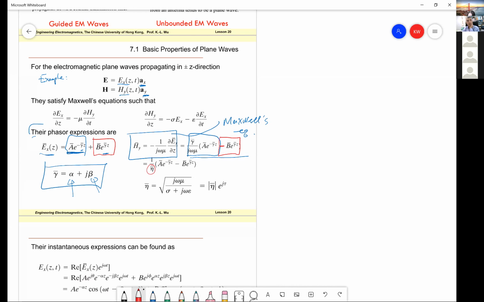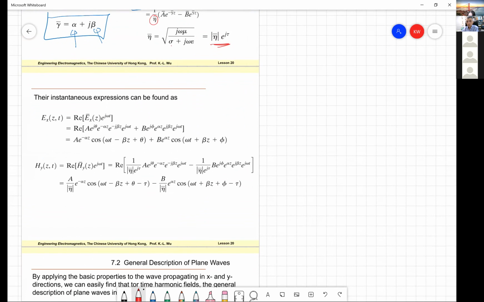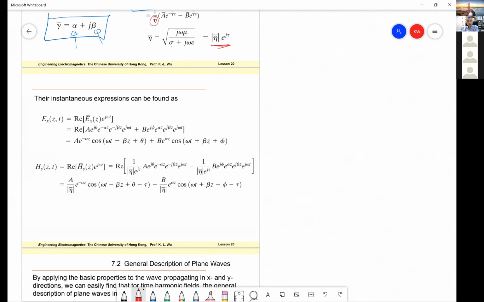This wave impedance for lossy media is a complex number, so we have to write it in this way. We also introduced the phasor expression and the instantaneous expression. What is the relation? Once we know the phasor, if we want to convert into the time domain, the instantaneous expression, then we follow the first principle.